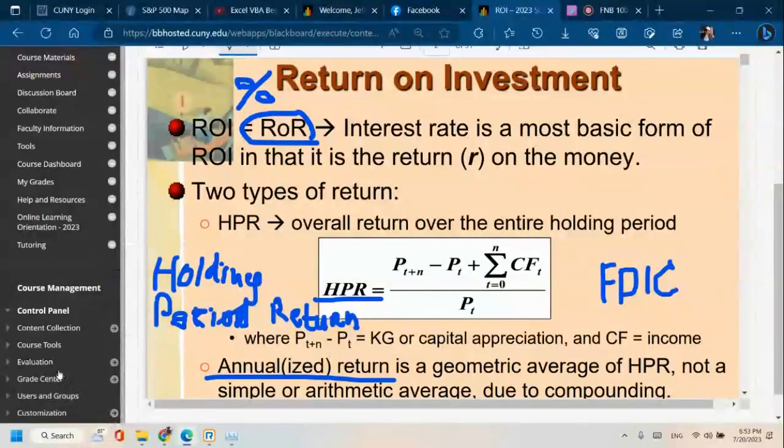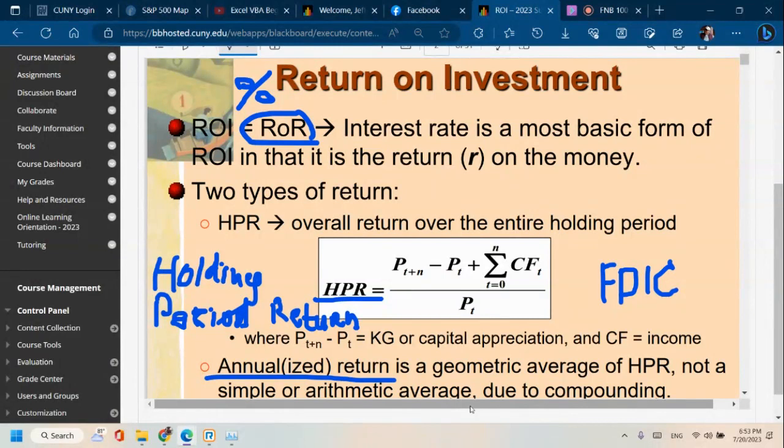And then annualized return. Annualized return literally means you are annualizing, because you may have seen some commercials for CDs. Buy our CDs. We pay you 5% APR, annual percentage rate, a year. But CD, think about it, the contract period is 9 months.